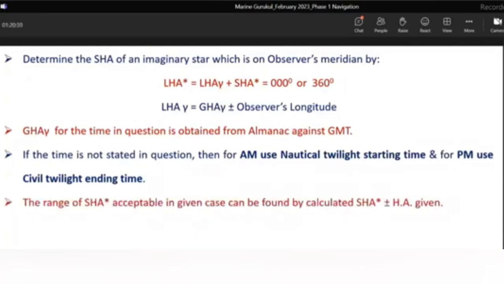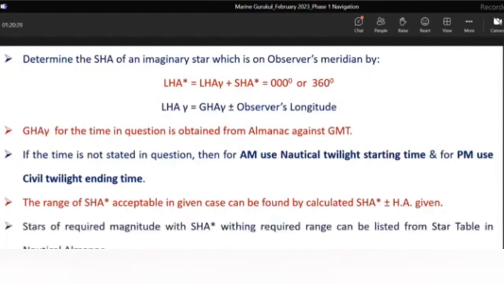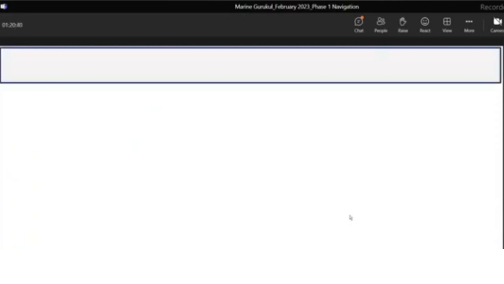The range of SHA for which we'll have to find the stars shall then be calculated by adding and subtracting the range of hour angle to the SHA of the star on the observer's meridian. Stars in that range of SHA can easily be then identified for the required magnitude from the star information pages in the nautical almanac. So beta, we will be seeing all these steps now in the question one by one.